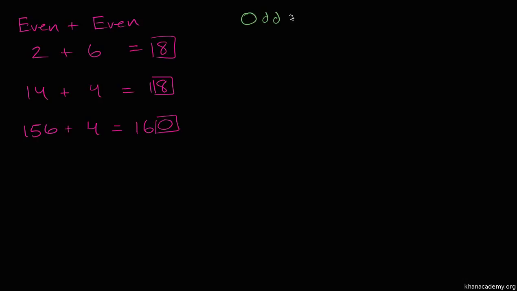Now what happens if you add an odd and an odd? What happens if you add an odd number plus another odd number? Well, let's try. What is 1 plus 3? Well, that's equal to 4. You actually get an even number. You add two odd numbers, you get an even number. Well, maybe that was just that special case. What if I add 15 plus 7? These are both odd numbers. When I add them together, I get 22. I get another even number.